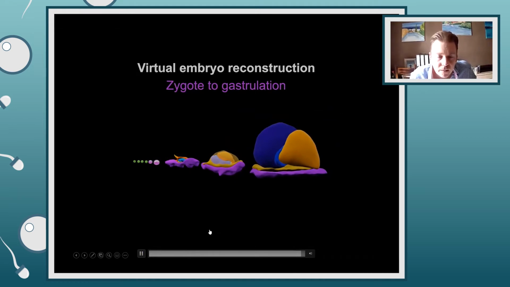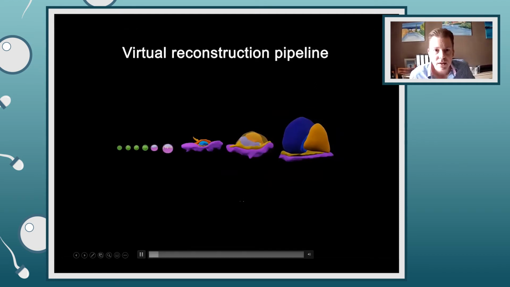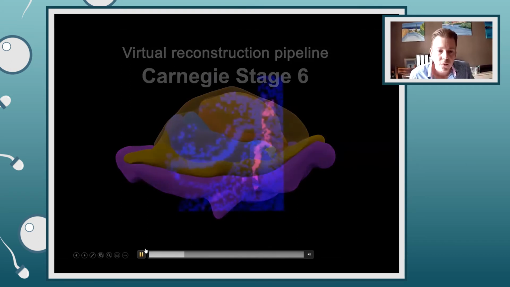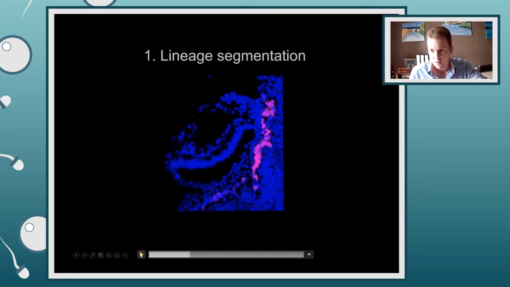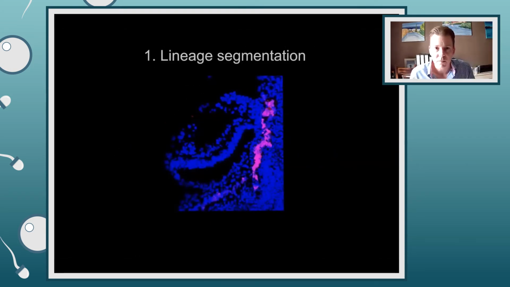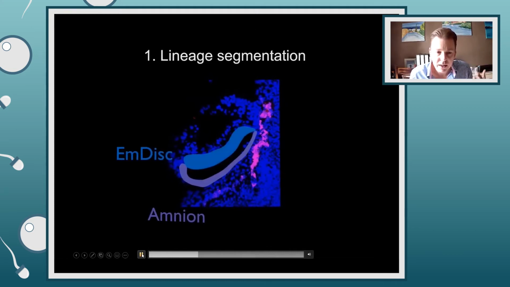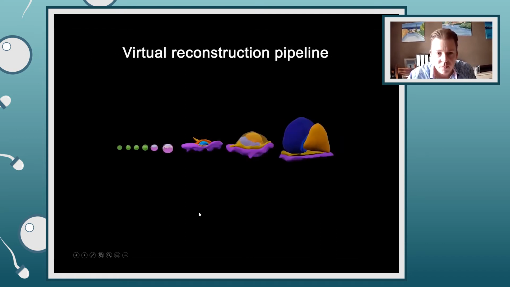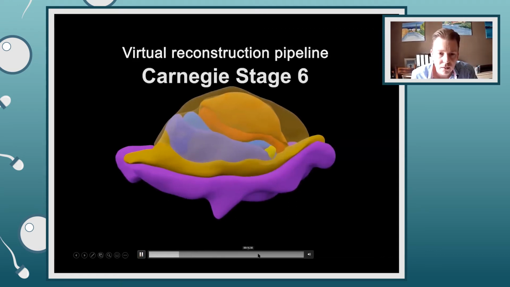And what I would like to show you now is how they were made, how they were built. So what we have here is the sort of raw section, which is stained, where we then assign lineages. And here we go.